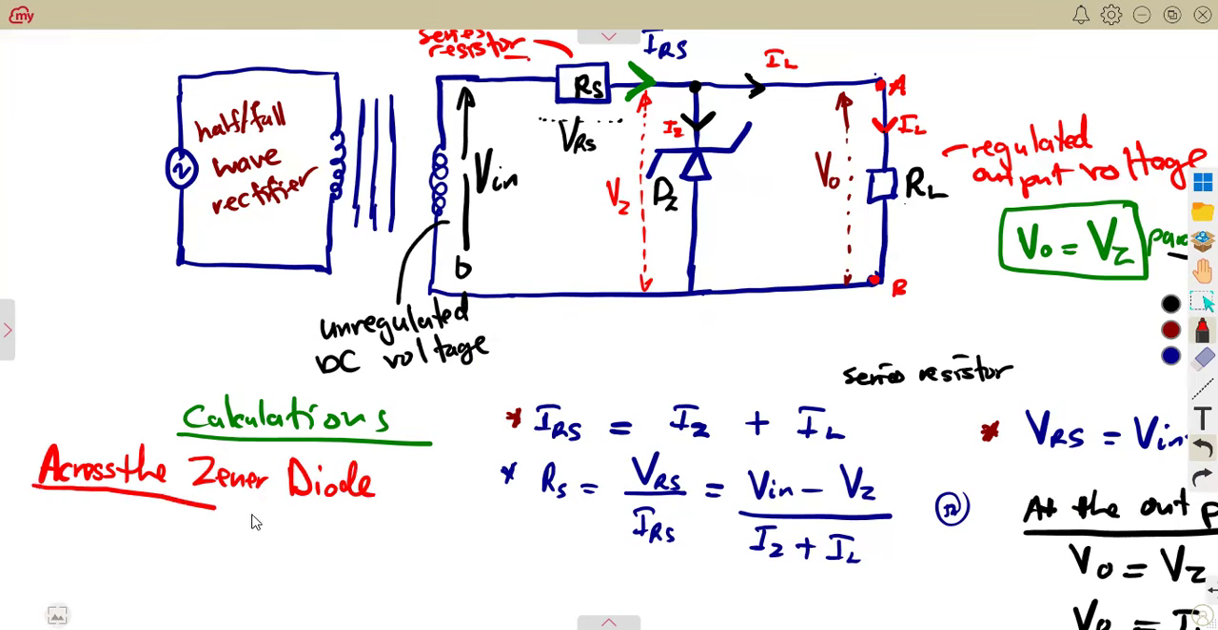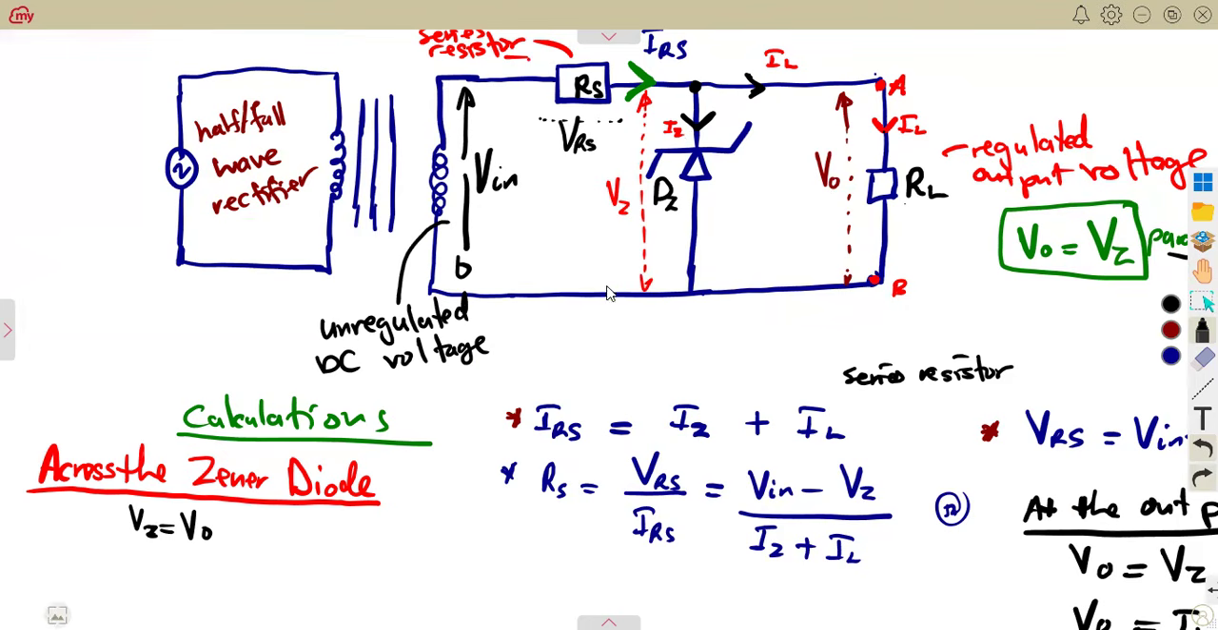So across the Zener diode, one thing that we already understand is on the voltages: the voltage across the Zener diode. That is one thing that we have already. The voltage across the Zener, we said, is equal to the output. So there, we're going to consider that also. This part of IZ, we can calculate that current from what? Kirchhoff's law. Take this current to the other side, you can calculate that current.